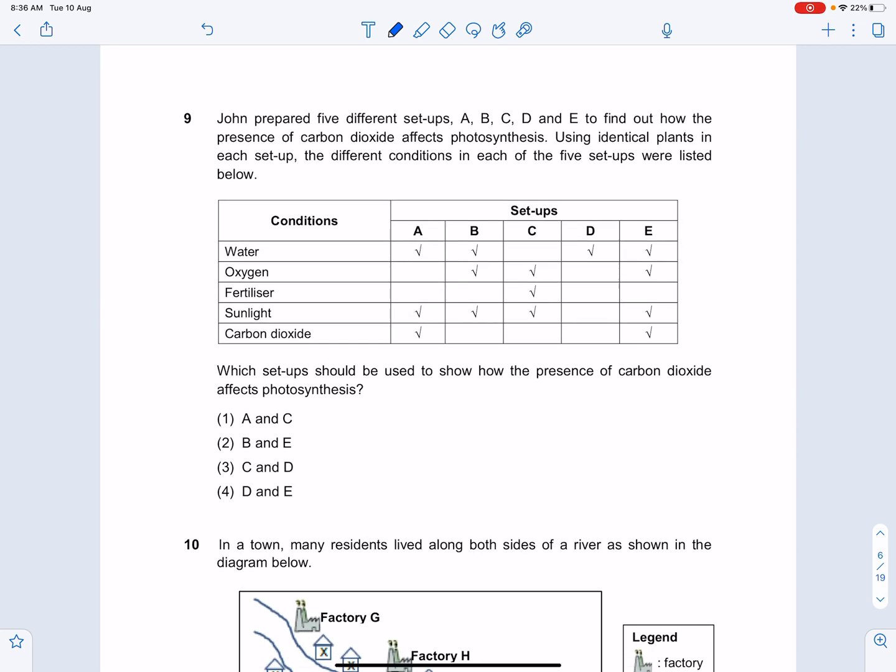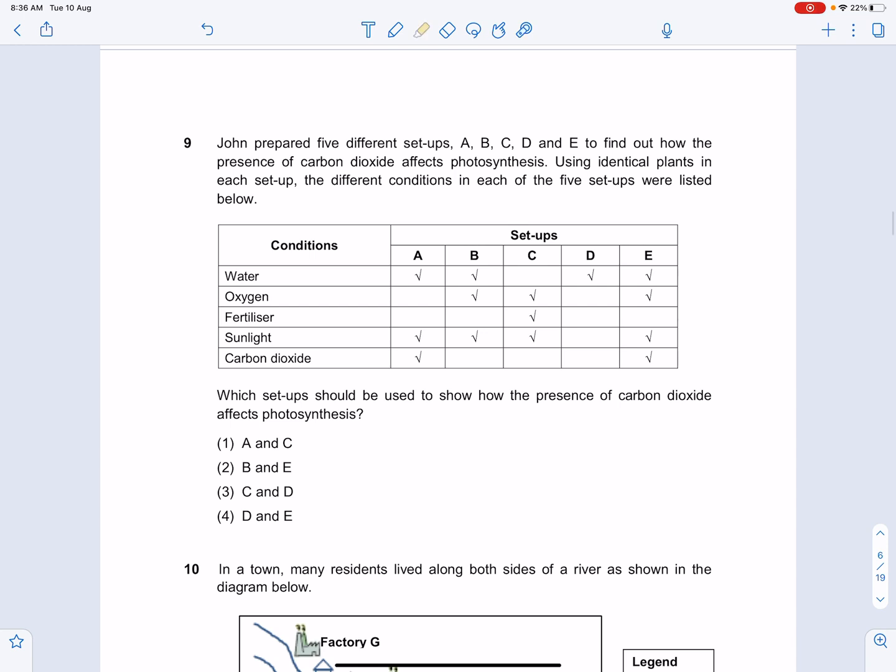Okay, moving on to the next question. John prepared 5 different setups, A, B, C, D, E, to find out how the presence of carbon dioxide affects photosynthesis. Using identical plants in each setup, different conditions of each of the 5 setups were listed below. Which setup should be used to show how presence of carbon dioxide affects photosynthesis?